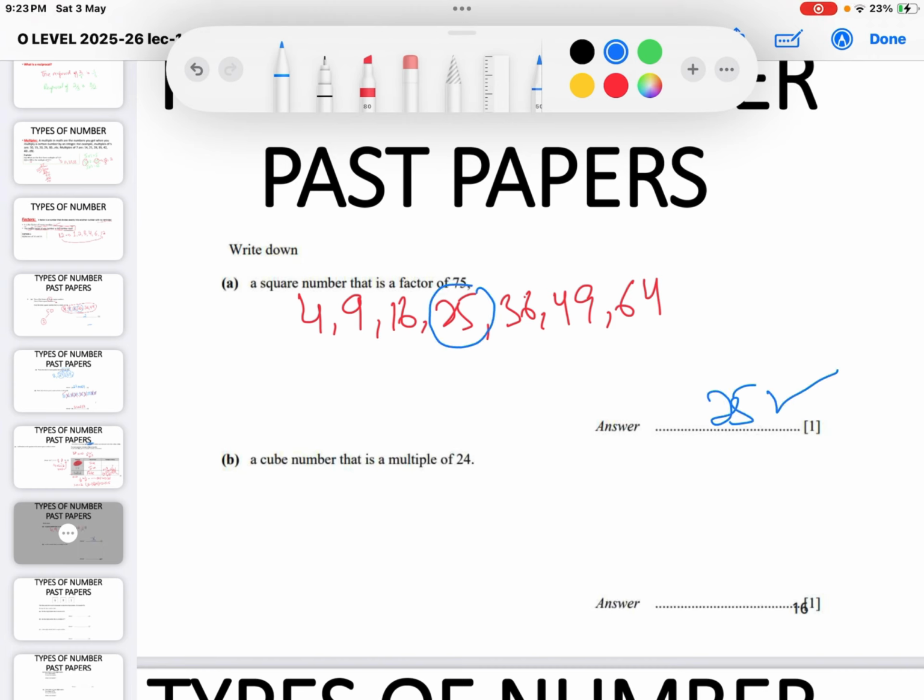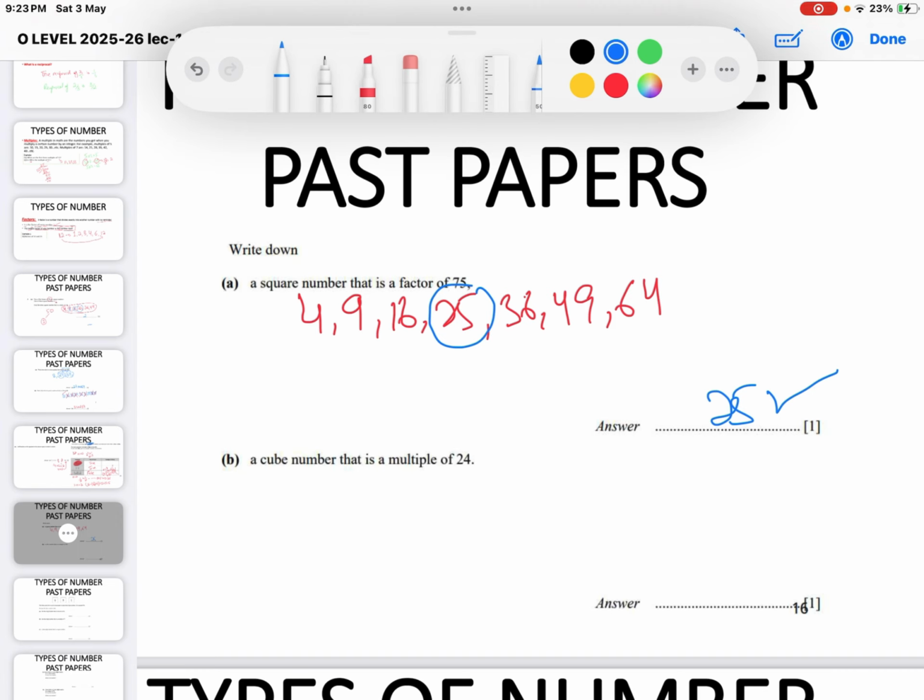A cube number that is a multiple of 24. It's not an easy one. We need to know the cube numbers first, and as I told you in the earlier lecture, you must know the cube numbers 1 to 15. That's very important. You must know the cube numbers. That's why I told you. So we need to find that number.